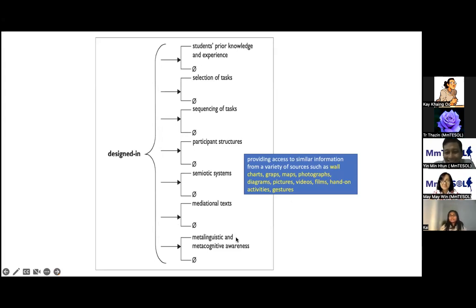Meta-linguistic means the language that talks about language. For example, we use a verb phrase and a noun phrase, that is the meta-language, instead of talking about, okay, what is that? It is the language that describes the language. For example, here there is followed by a noun or a noun phrase.